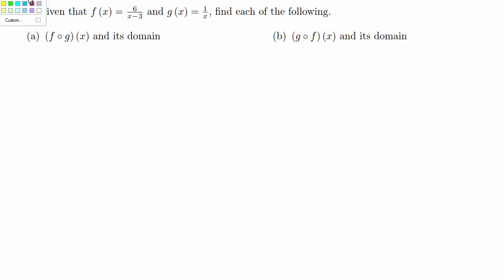Okay, let's start with A. We have f composed of g of x. Remember, this simply means f of whatever g of x is. So g of x. Working from the inside out, we replace the g of x with what it is, in this case, 1 over x.